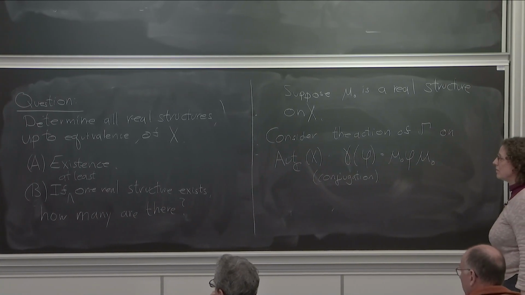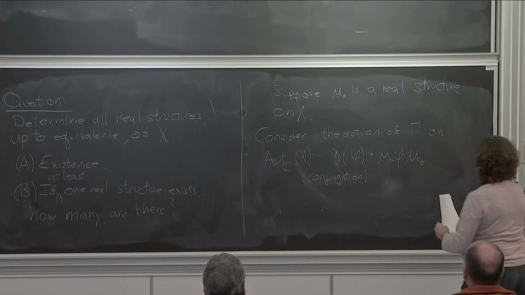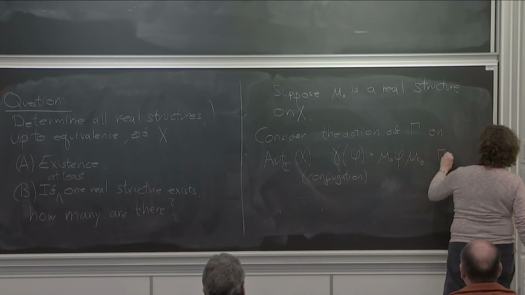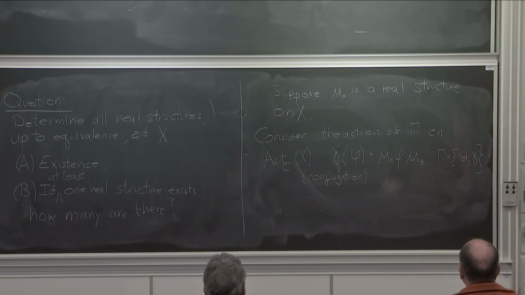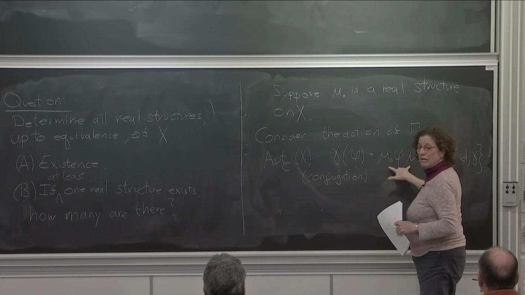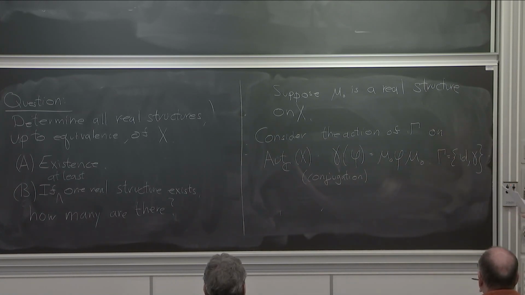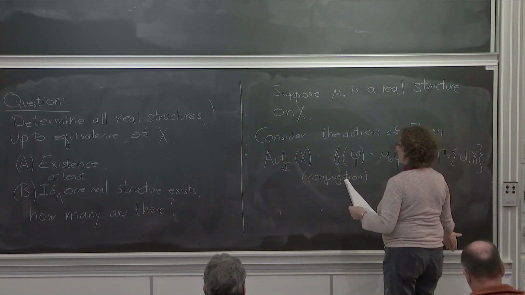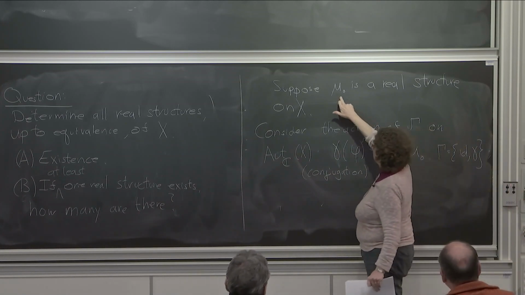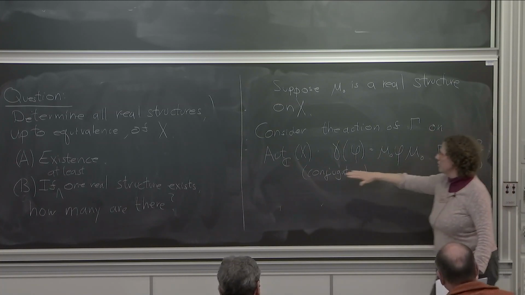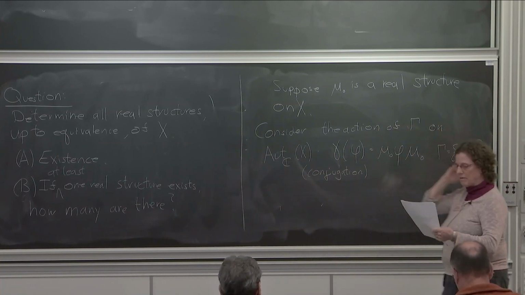What is gamma? Gamma is the Galois group of C over R. It has two elements, the identity and gamma. So I just have a Z2 action where this is my involution. If I have mu 0 fixed, I have an action on this group. I'll give you some examples in a moment.